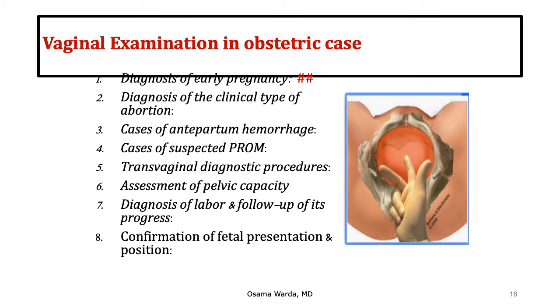Vaginal examination may be used for assessment of pelvic capacity at 38 weeks or more, for evaluation of the possibility of vaginal delivery or not, easy vaginal delivery, and assessing pelvic disproportion. It is used for diagnosis of labor and follow-up of labor progress by evaluating the cervical consistency, whether soft or not, effacement and dilation, and the station of the fetal head. It may also be used during labor for confirmation of the fetal presentation and fetal position.